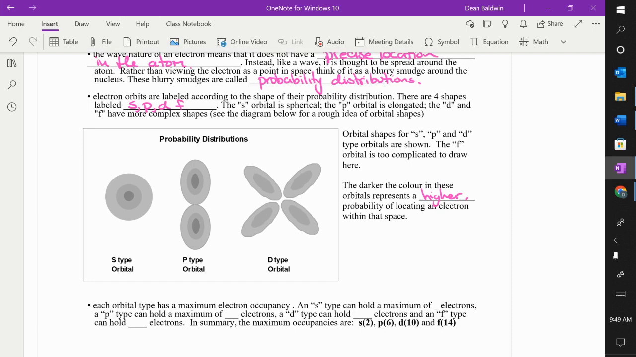And we already talked about this. Each orbital holds 2 electrons, so the S holds a max of 2. The P, because there's 3 types, px, py, pz, can hold 6 electrons. D, there's 5 of them, so it can hold 10. And the F orbital, there's 7 orbital types, which means it can hold 14 electrons.